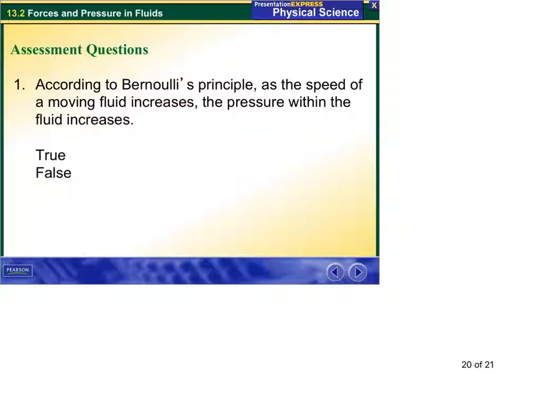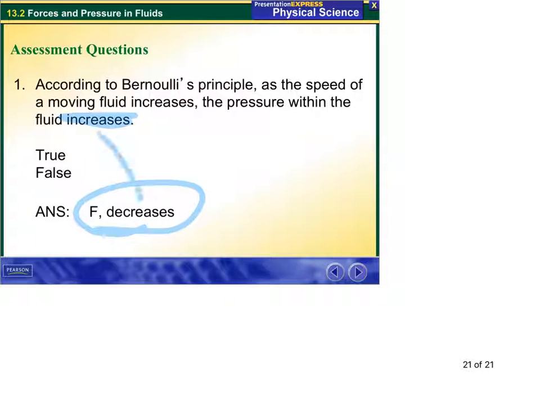According to Bernoulli's principle, as the speed of moving fluid increases, the pressure within the fluid increases. And this is false, it decreases.